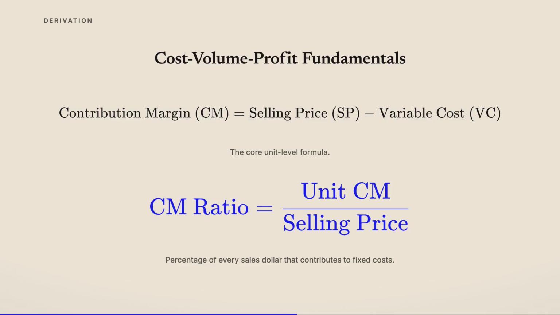It is also important to remember the relevant range. This is the specific span of production volume where our assumptions about costs remain true. For example, if we suddenly double production, we might need to rent a second factory, which would change our fixed costs. Within the relevant range, however, fixed costs stay constant and variable costs per unit stay the same, allowing us to accurately predict how changes in volume will impact our bottom line.